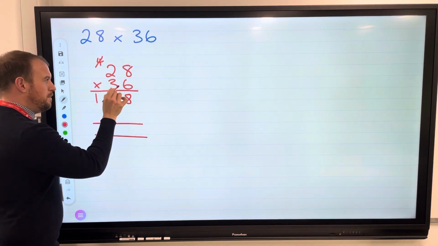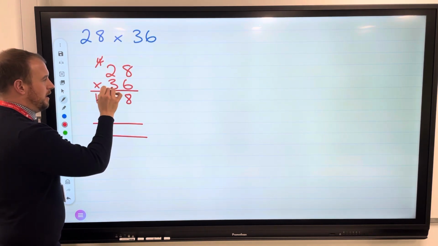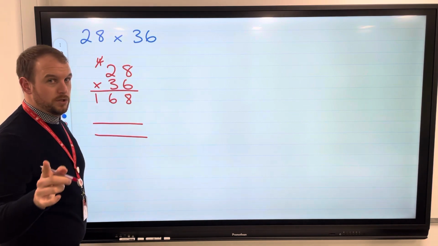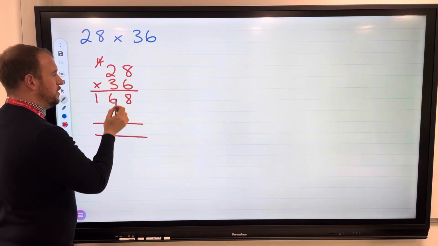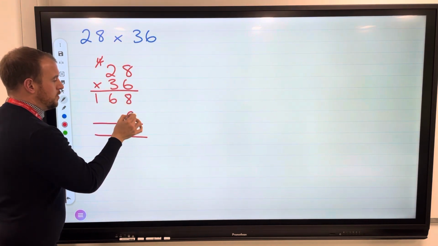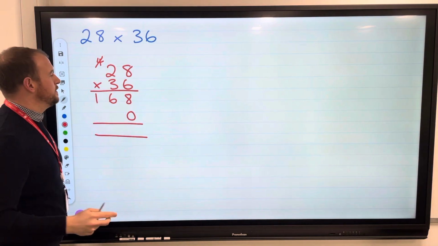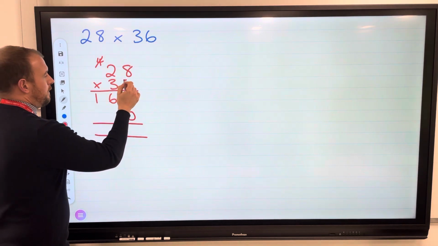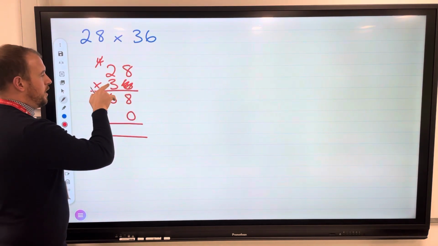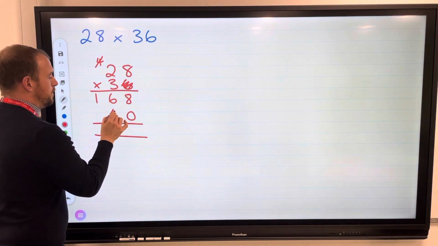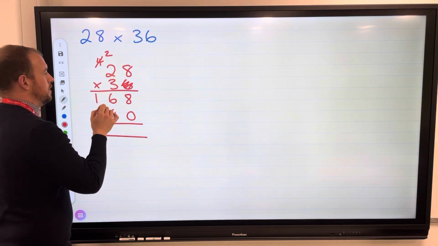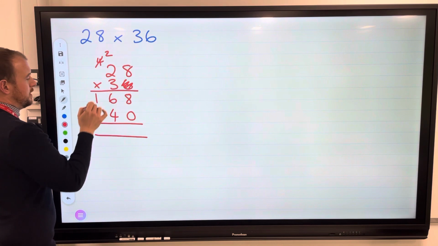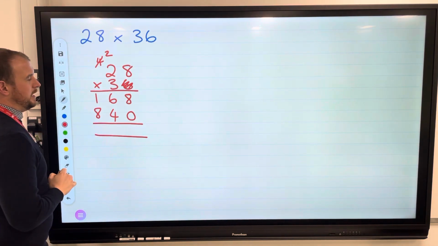Now, because we're multiplying the next one by 3, it looks like a 3, but it's not. We're technically multiplying by 30. Now 30 is obviously a 3 and a 0. So I'm going to put a 0 in as a place value holder. I've concentrated on the 6, that's finished with. 3 times 8 is 24. Put the 4 down, so put the units down, carry the 10s. 2. 3 times 2 is 6. Add the 2 is 8.